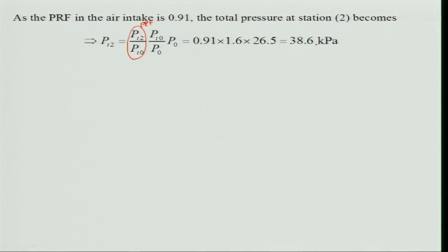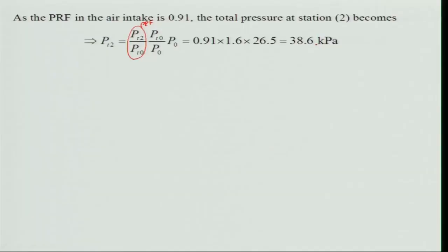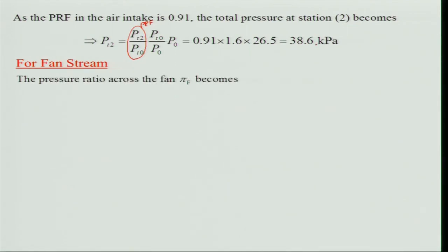Here what we are doing is solving each point. Sometimes you may find it's not required, but particularly for the real cycle it will be very essential. In the ideal cycle you can skip some of the calculations if you use it intelligently, but in the real cycle it will be a little tricky. For the fan stream, the pressure ratio across the fan, that is pi f, is straightforward: PT13 by PT2, and that is given as 2.